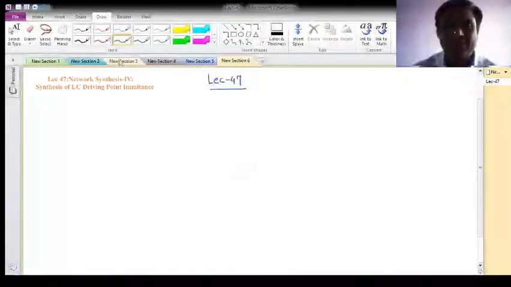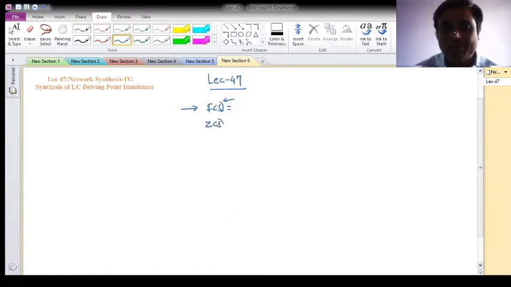So this is lecture 47. In the last class we have seen the elementary synthesis procedure, that is, how to synthesize the network if the network function is given to us. So for example, if the network function is given to us, what is our aim? Our aim should be to synthesize it. Maybe this network function may be in the form of impedance or admittance.